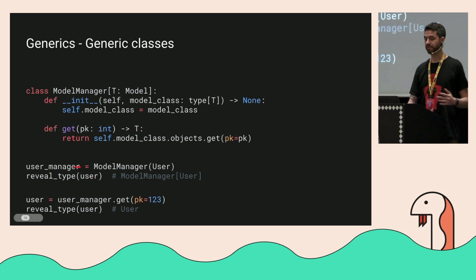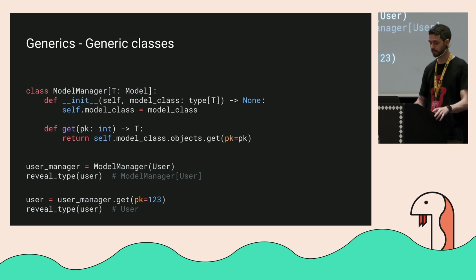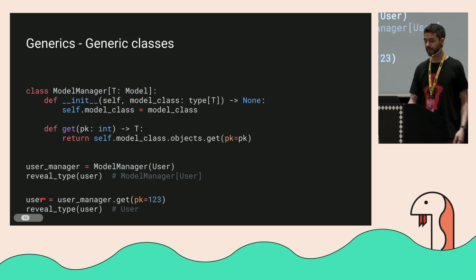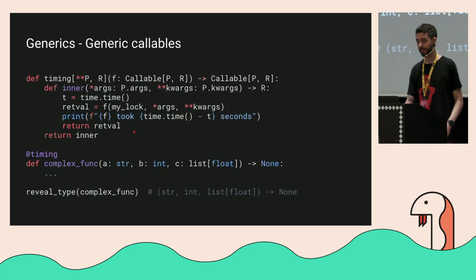So if I try to instantiate this, I'm going to get a model manager of user. User, in this case, is a subclass of model. I get a model manager of user, just like a list of an integer. A list is a generic container. And if I now want to do a get in this user manager for the primary key, I get the user back because that is what my function is returning.